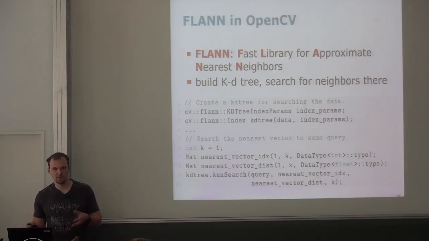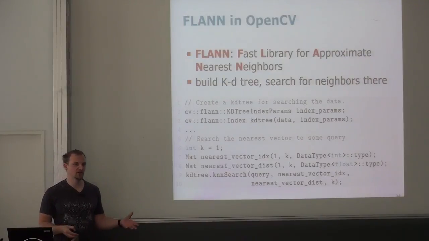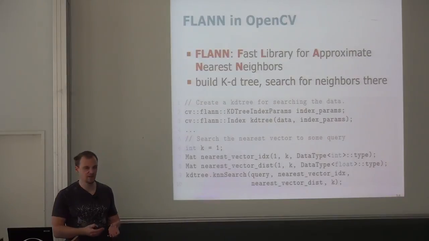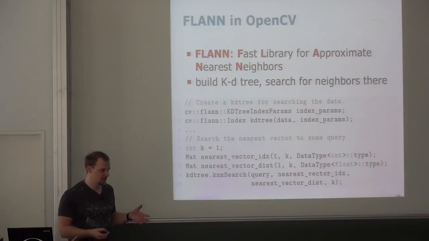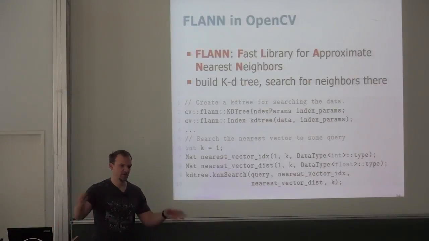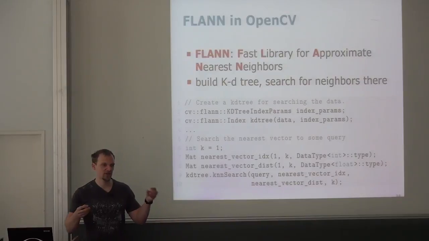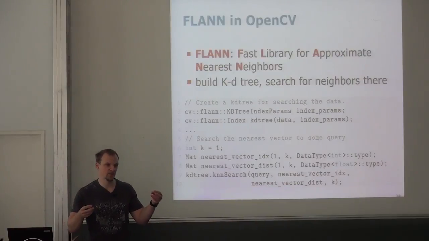Another library that we might be using in this course, it's not mandatory, but it's very, very useful to use. It's called FLANN, and it stands for Fast Library for Approximate Nearest Neighbors. The idea is that if you have a bunch of vectors, think of them as points in some space, then you take a point.